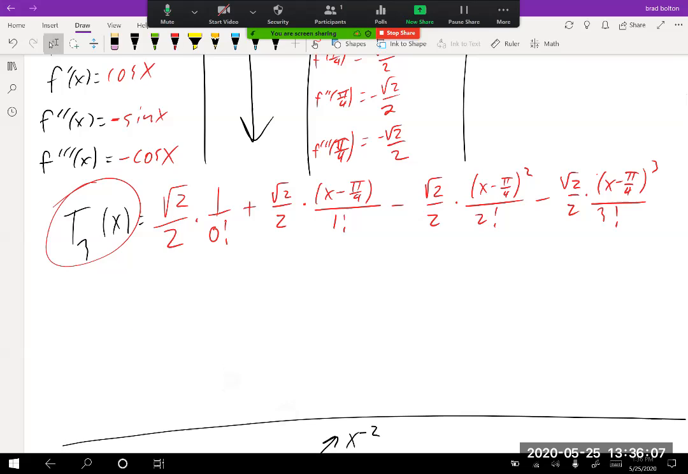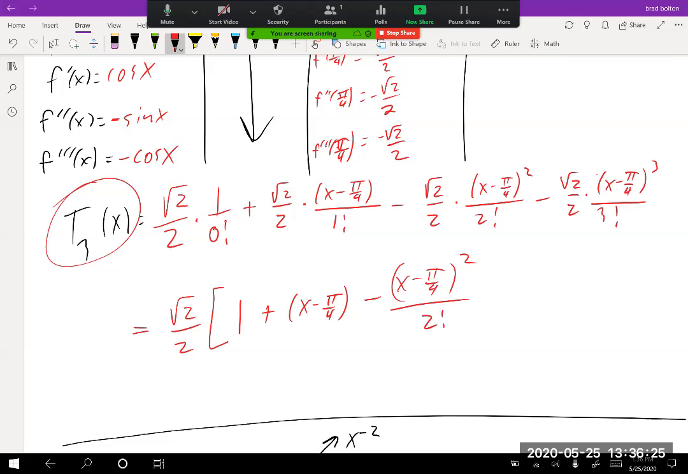Then we can factor out a square root 2 over 2. They all have it in common. That would leave us behind 1 plus x minus pi over 4, minus x minus pi over 4 squared over 2 factorial, minus x minus pi over 4 cubed over 3 factorial. And that would be our T sub 3, our Taylor polynomial using the third derivative.